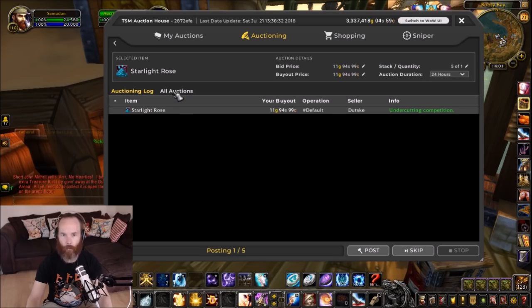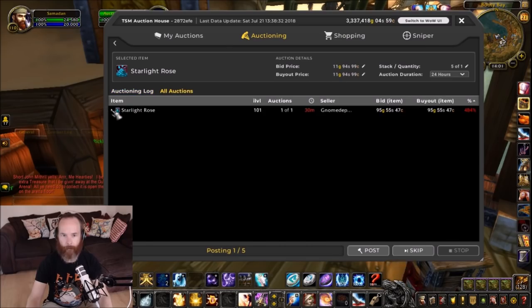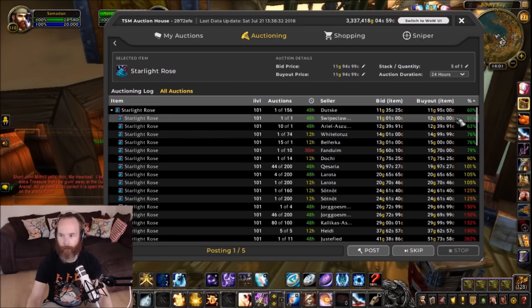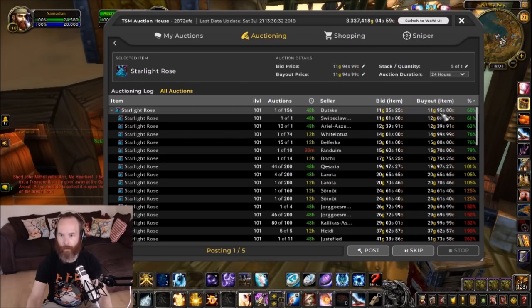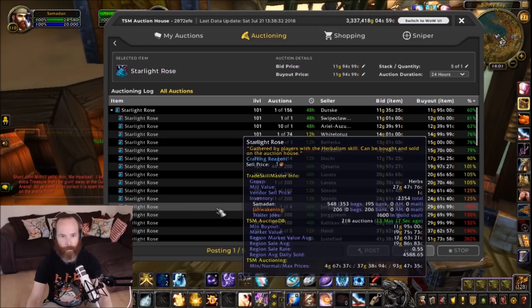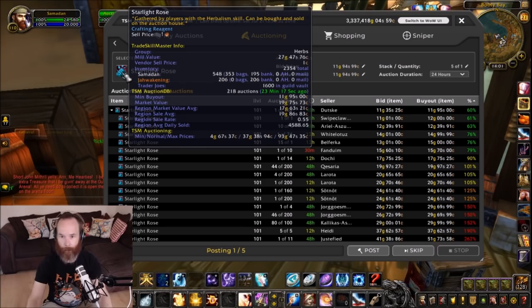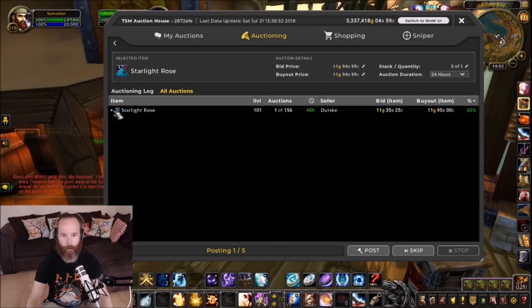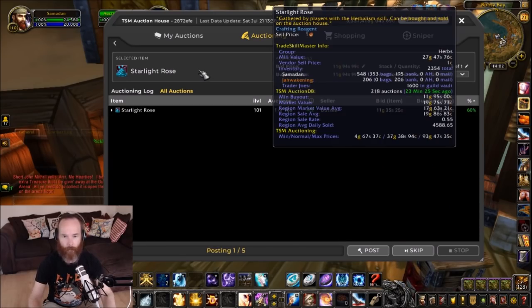If you look here at all auctions, you can see the list of all the Starlight Rose, so TSM is putting them down here at 11.94, just underneath. It's 94 and 99, so it's undercutting by a copper, and it's doing a default of 24 hours, but it's only doing 5 stacks of 1. So the quantity isn't quite working for us here because we've actually got 353 in our bags and we want to put all those on. So this is where we start tailoring our operations.